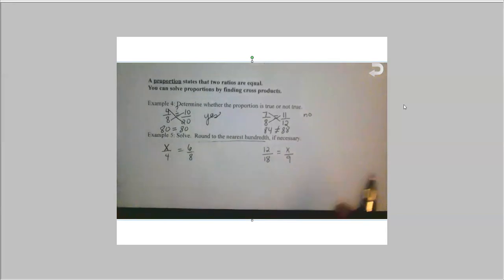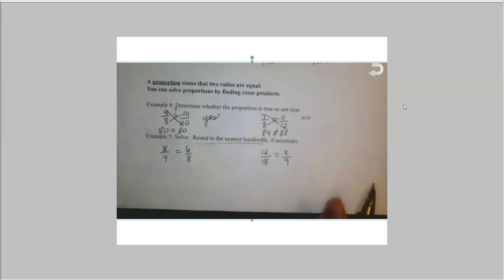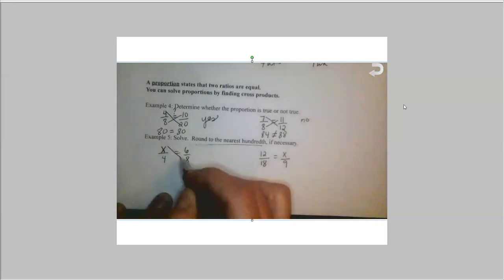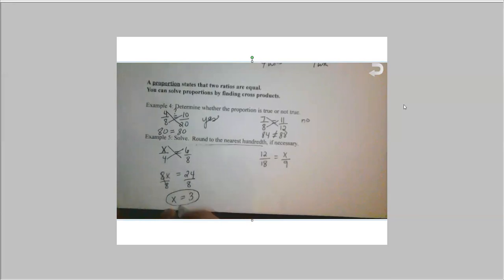So, I could look at this. I know that 4 times 2 is 8. So I could ask myself, what would I multiply times 2 to get 6? And I could find the answer to that question. But I am going to work this out with cross products because not every problem can be worked that easily. So with cross products, I'll say 8 times x equals 6 times 4. And then this is a simple one-step equation. 8 times x. To solve, I'll divide by the number in front of the variable, and that tells me that x equals 3. Okay, so that's just using cross products to solve a proportion. So for this answer, x equals 3.